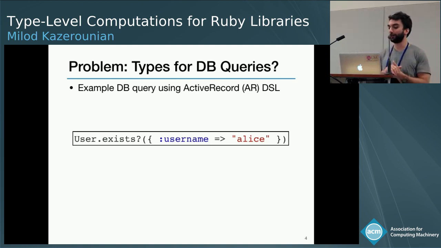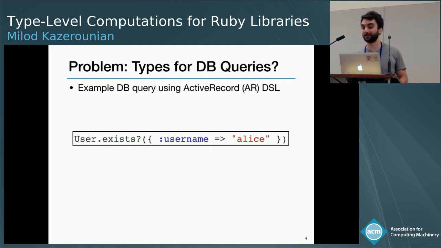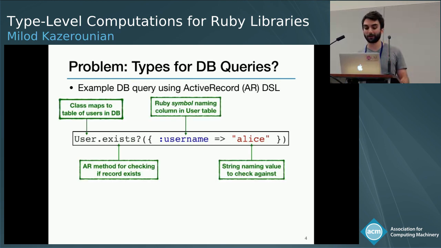But there are places where RDL falls short, and one of those places is in type checking database queries. So an example of a simple query from a Rails program is shown here. In Rails, the most common way to query the database is using this embedded DSL called ActiveRecord. So what's going on in this query is User is a Ruby class that maps to a table of users in the database. Exists is an ActiveRecord method for checking if a particular record exists in that table.